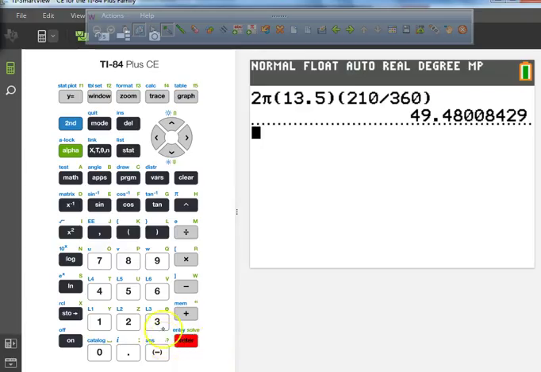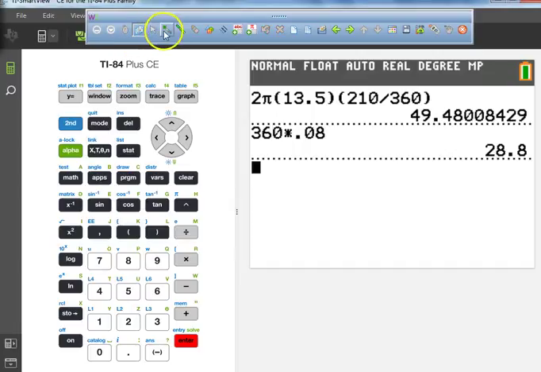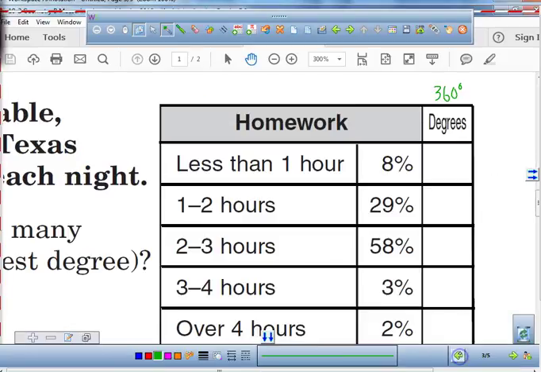Here we go, right? 360 times 0.08, which is 8% as a decimal. What do you get? 28.8. Now, I asked you on this particular problem to round it to the nearest degree. So we're going to write 29.